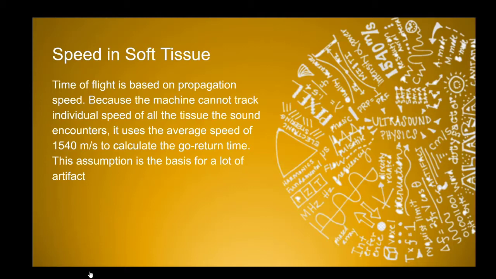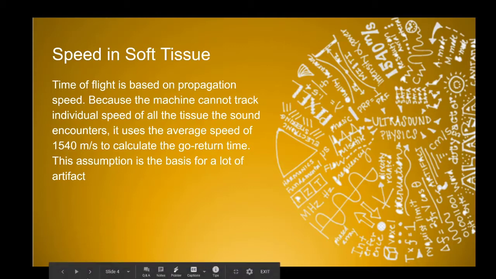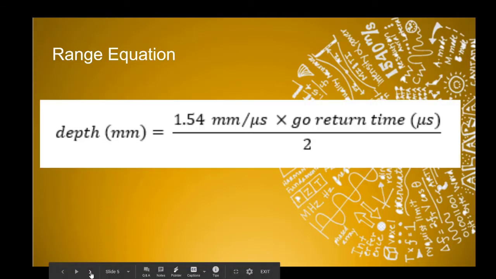What you'll see much later in this series, or in this lecture, it's like chapter 21, I believe, we'll talk about artifacts. And so many of the artifacts that we see in our machine are based on the fact that the machine is assuming this 1540 meters per second, but we know that's not always true, because there are different speeds in the different types of soft tissue. But the speed of soft tissue is part of our calculation for the go return time.